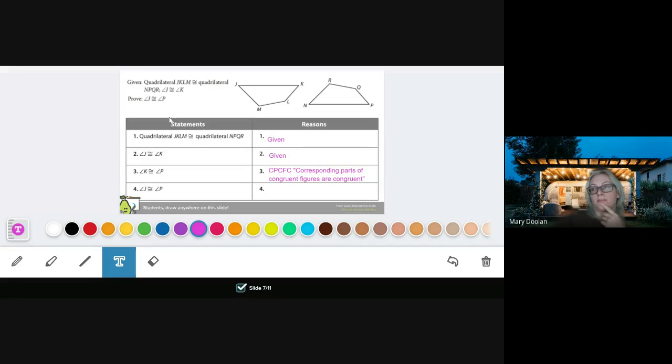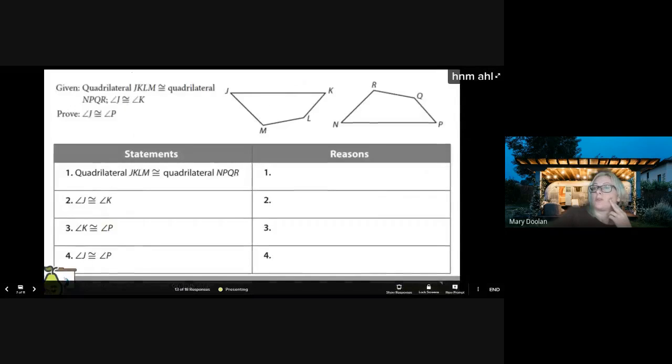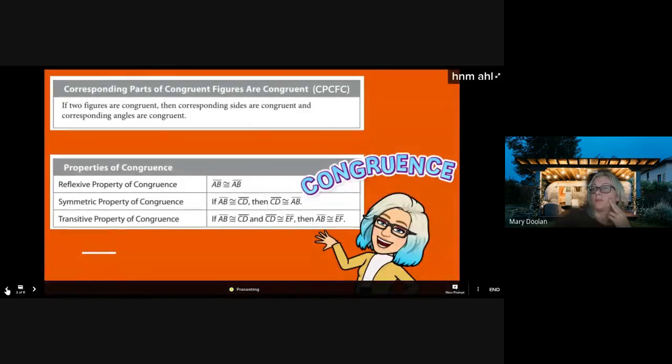And our last statement is the thing that we're trying to prove, that angle J is congruent to angle P. And so this very last part, how do I get here? Well, if you look at statement 2, angle J is congruent to angle K. Statement 3, angle K is congruent to angle P. So this is one of those properties of congruence that we had earlier in our slides. So let me just share that with you and go back to right here.